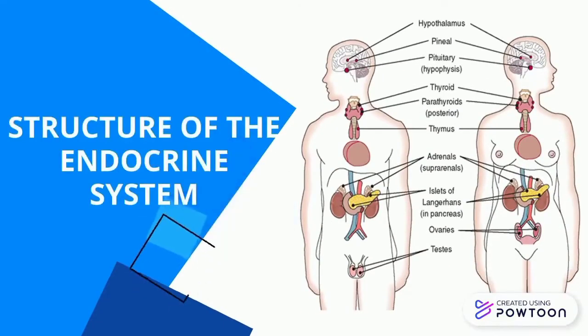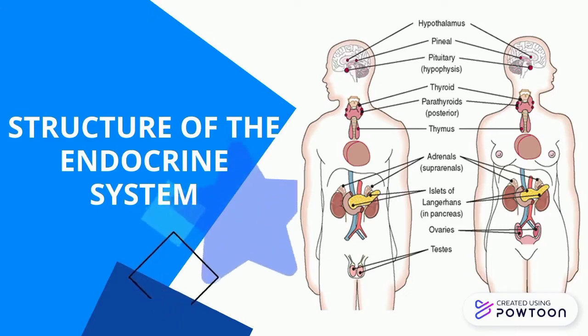Structure of the endocrine system. Endocrine glands, which produce hormones, do not have ducts. Endo means within, and crine means to secrete. There are 13 major glands that make up the endocrine system.